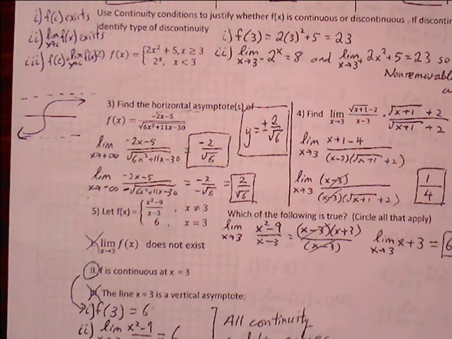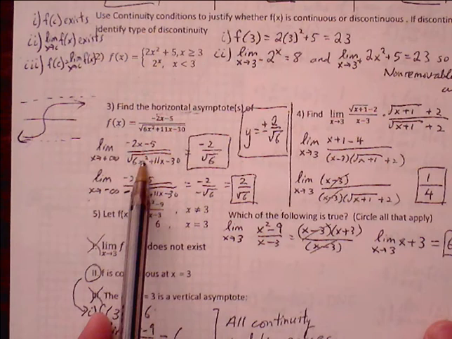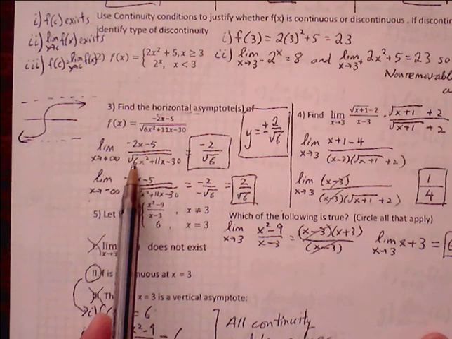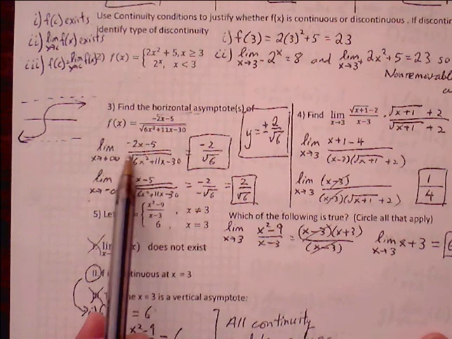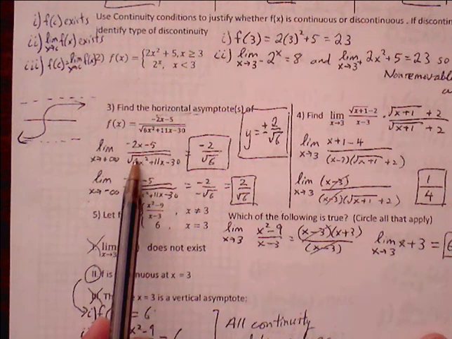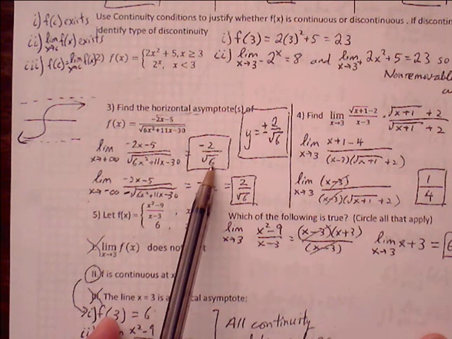So if we're approaching positive infinity, we can just evaluate the expression as is. In this case, we see the degrees are actually going to match because x squared inside the square root is the same thing as just x. So if we just take the ratio of the leading coefficients, -2 over root 6 will be our limit.